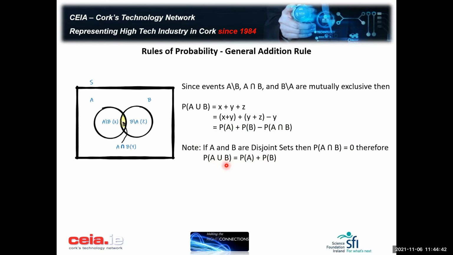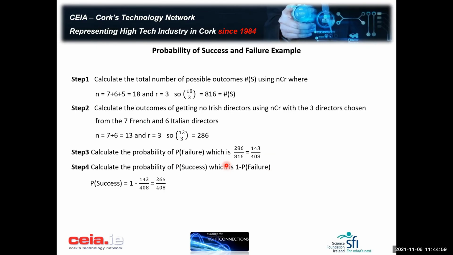Sorry, Ed, I've got a question that came in there. Yes. Why isn't its sample space 816 minus probability no Irish directors 286? I don't understand why you divide. Why isn't it sample space? This going back to this.